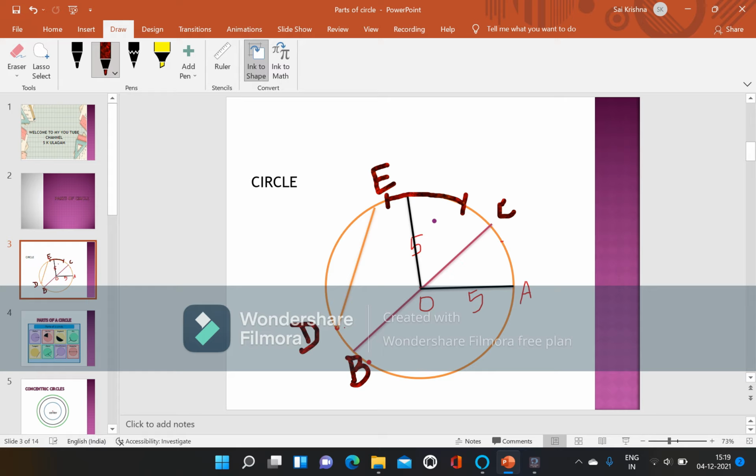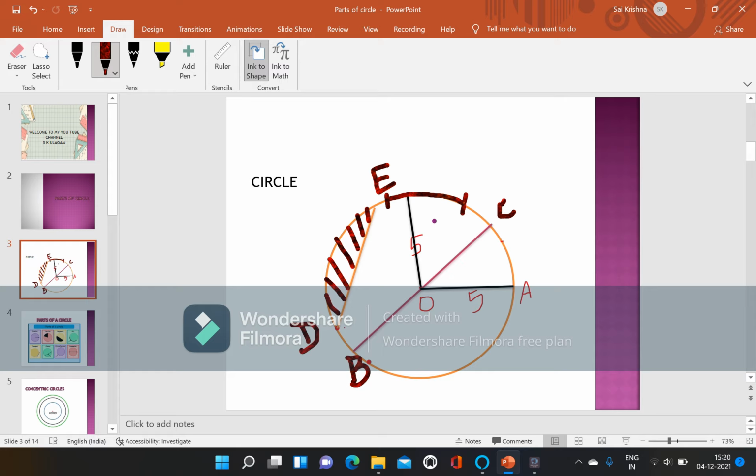And the area covered by the chord and the minor arc is called the minor segment. So this part is called the minor segment. I repeat it. The region bound by the chord and the minor arc is called the minor segment, and the remaining part is called the major segment. So we have learnt what is radius, diameter, chord, minor arc, major arc, minor segment, major segment.